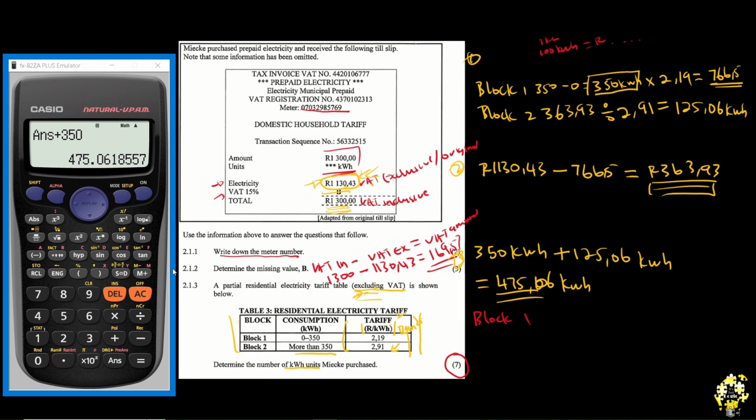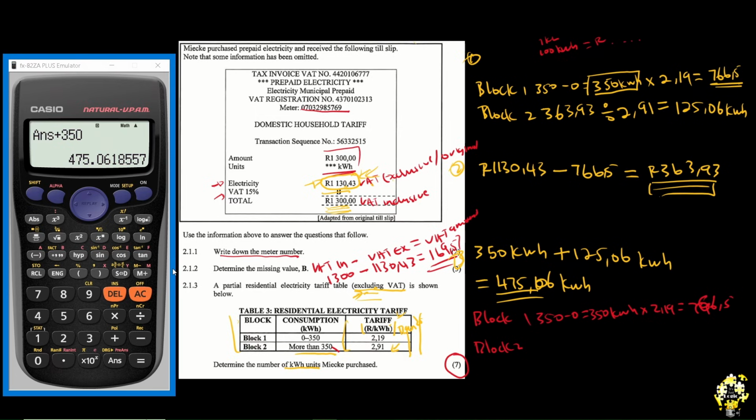Block 1. Block 2. For block 1, we've already done block 1, so let's just repeat. Usually for block 1, we are obviously going to say 350 minus 0. We're going to say 350 kilowatts. We're going to multiply by the rate, which is 2.19. We got the answer, which is 766.5.